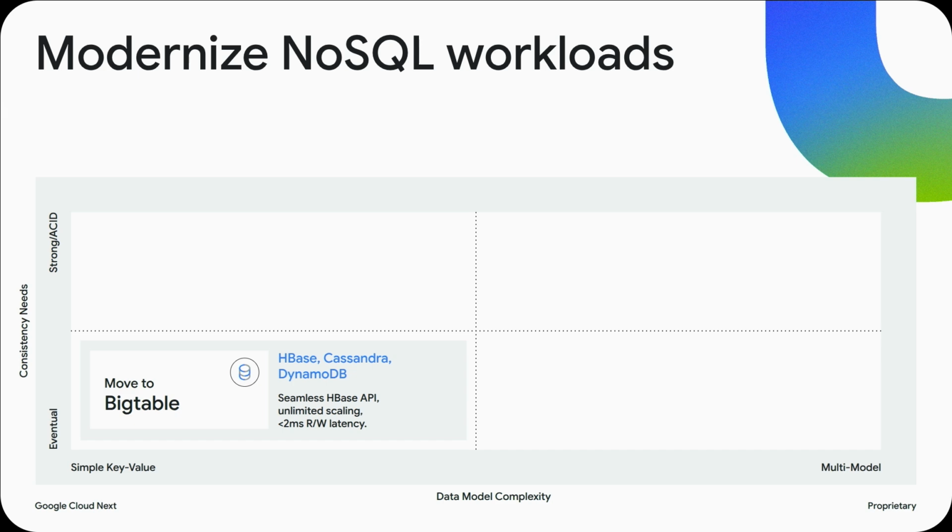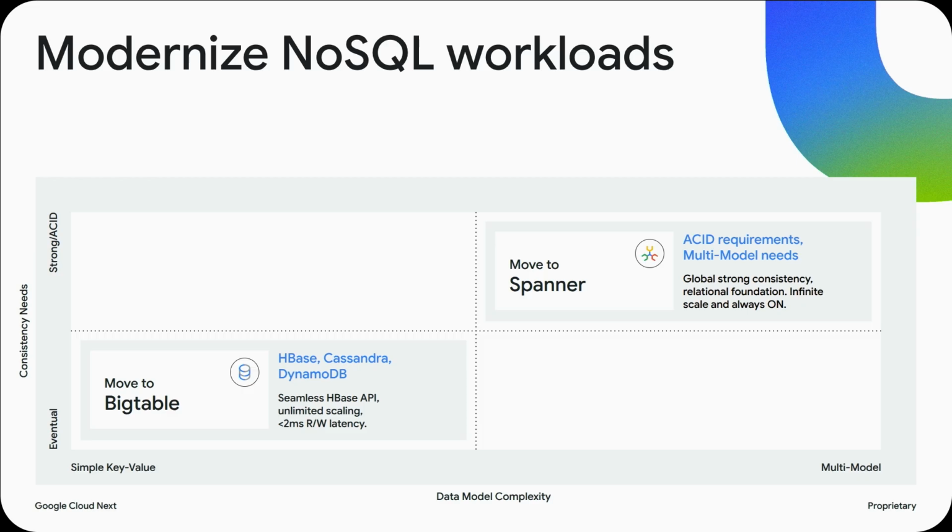But if you say, I have Cassandra, but now my business needs have changed. I want to go for strong consistency, and I need to add multimodal capability to that. Then come to Spanner. We have seen customers going to Spanner because you have ACID requirements, a global consistency requirement, a relational foundation, and it's always on. So the key takeaways here: Bigtable is for raw speed and scale, Spanner is to upgrade your NoSQL to global transactional integrity.